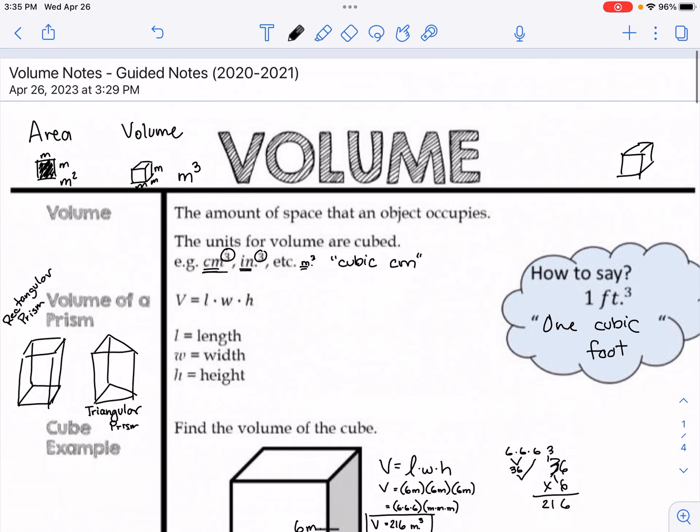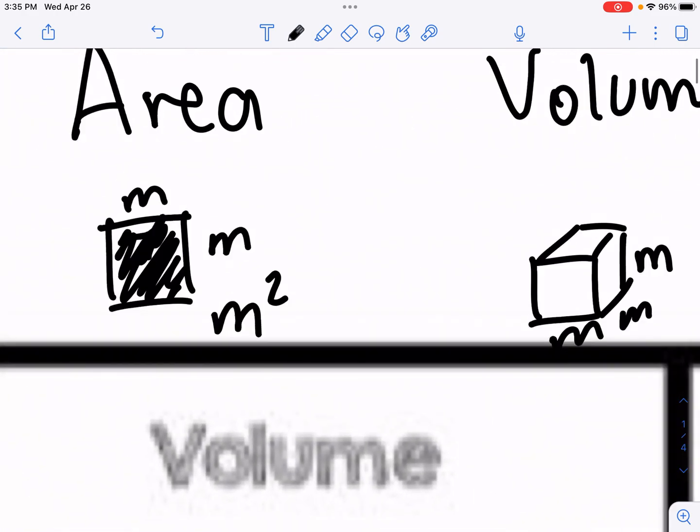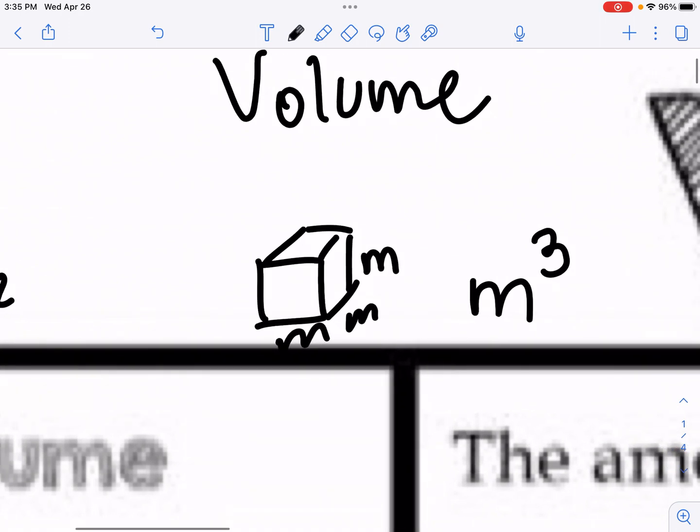So when you're looking at area, it's how much paint is needed to paint a surface, where volume is how much paint is needed to fill in that surface. So think about that.